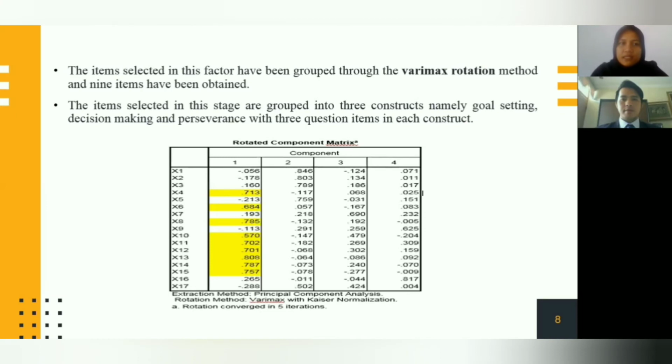The items selected in this factor have been grouped through the Varimax rotation method, and 9 items have been obtained. The items selected in this stage are grouped into 3 constructs, namely goal setting, decision making, and perseverance with 3 question items in each construct.